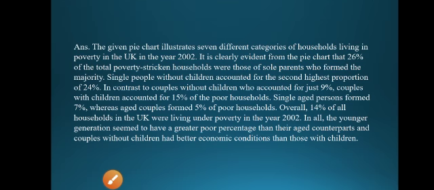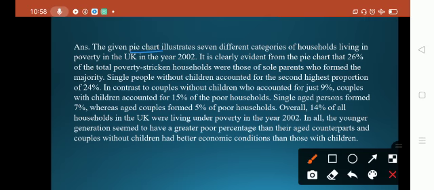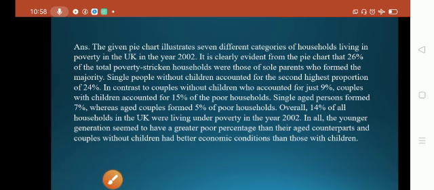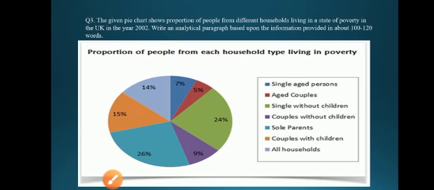Let's understand. The given pie chart illustrates 7 different categories of household living in poverty in UK in the year 2002. So this is the introduction part. It is clearly evident from the pie chart that 26% of the total poverty-stricken households were those of sole parents who formed the majority. So what is the majority? Sole parents. Okay. Majority is of the sole parents.